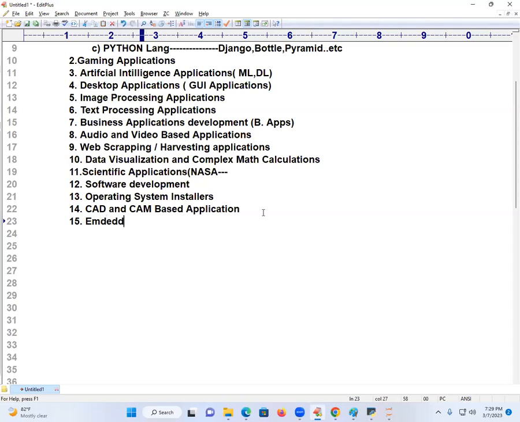Next, 15th, I am writing embedded application development. People earlier used C language and 8086 in the olden days. Nowadays, writing C and 8086 is so complex. So which language are they using nowadays? Python language is being used. Are you able to follow me?